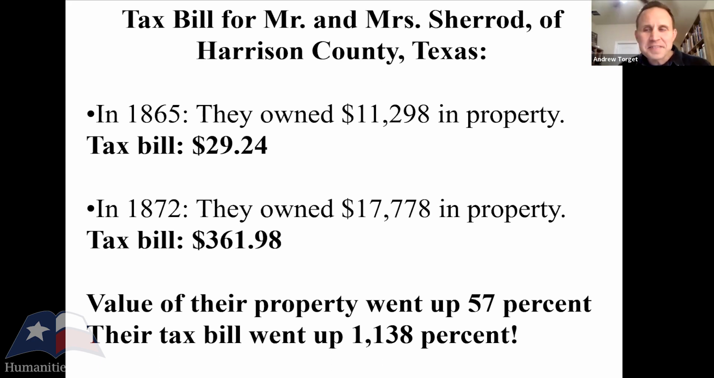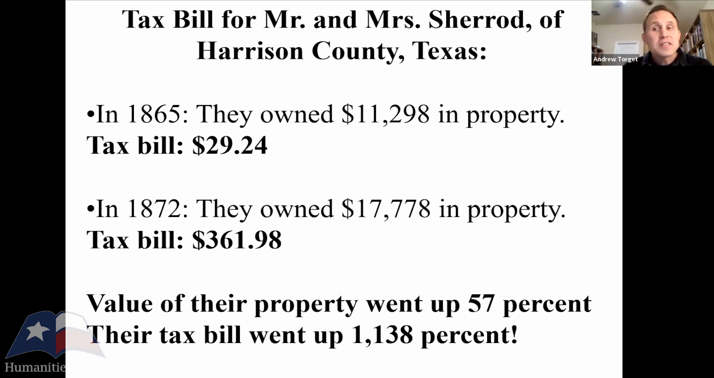And to give you a sense of just how big a shift this was and how much of a steep climb all these taxes produced, I want to show you, you guys can see on the screen here, this tax bill, right, for a couple in Harrison County, Texas. And you can see, I'll walk through this with you, but at the end of the Civil War in 1865, they owned a little more than $11,000 in property. And so their tax bill was about $30, right?